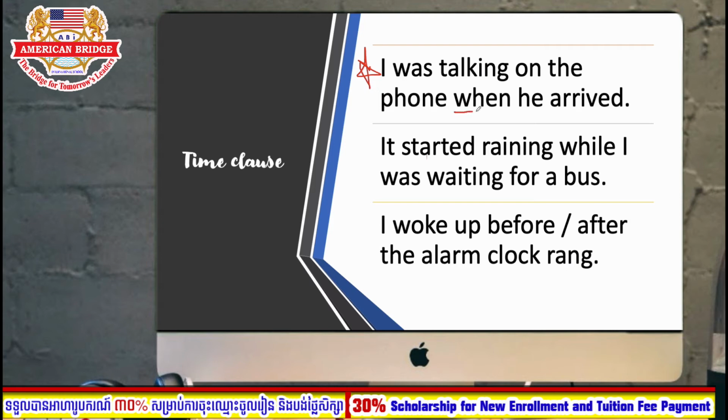So here we have the conjunction. So when right here functions as the conjunction, and the whole sentence "when he arrived" functions as the adverb clause. So another key point to remember, adverb clauses always come with conjunctions, which are the subordinating conjunctions. So when here is the conjunction that introduces the time, that is why we call it a time clause. So "I was talking on the phone when he arrived" means we emphasize and focus on the time.